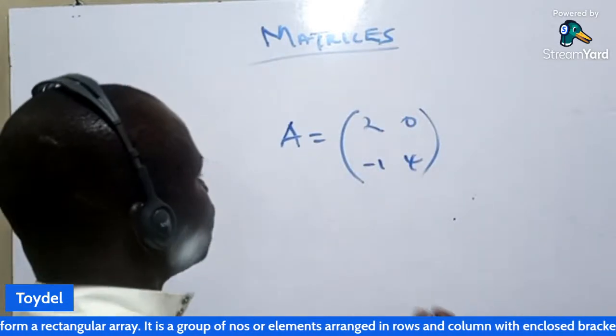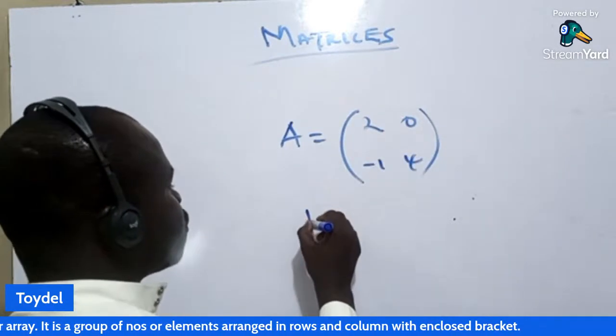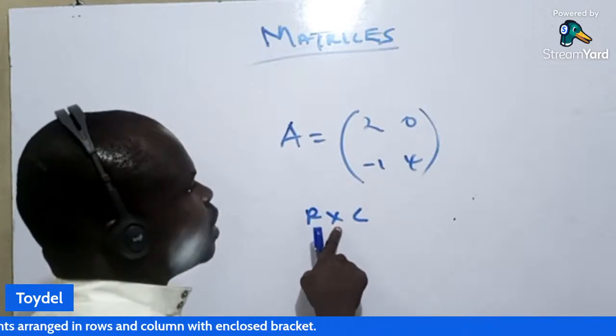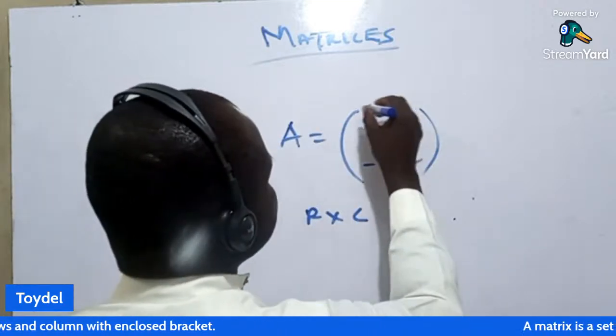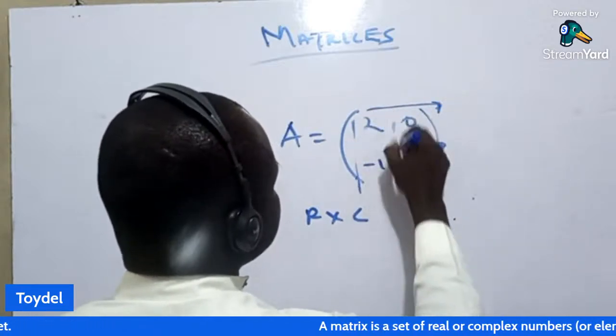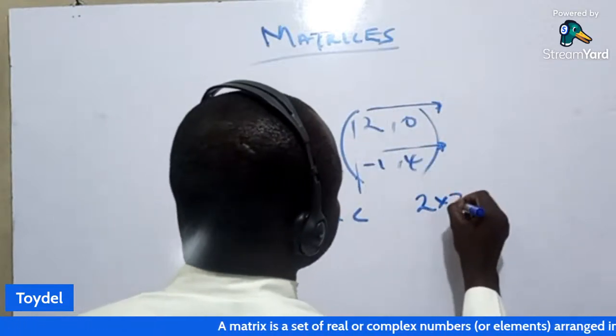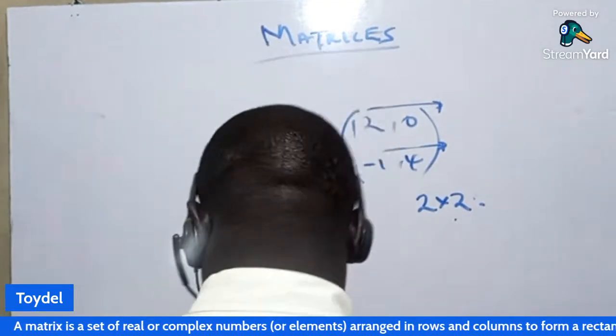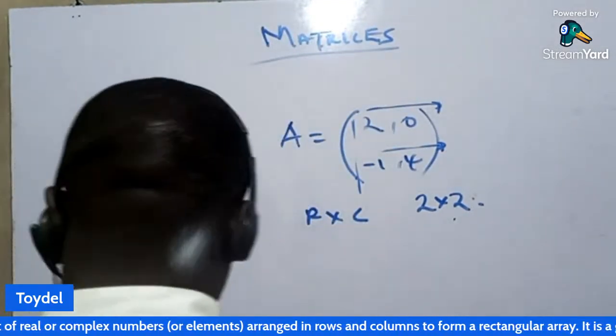And in this case now, I said if you want to name a matrix, it is row by column. We use this multiplication sign to represent by. So matrix A, how many rows do we have? 1, 2. And how many columns? 1, 2. So matrix A is a 2 by 2 matrix. So this is how we arrange a matrix.